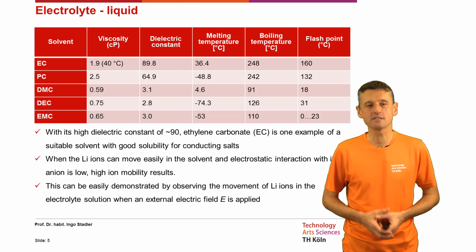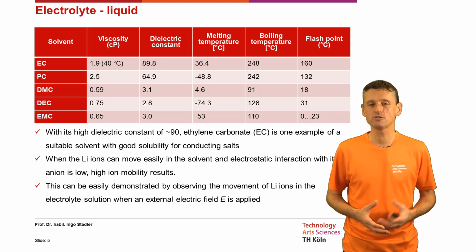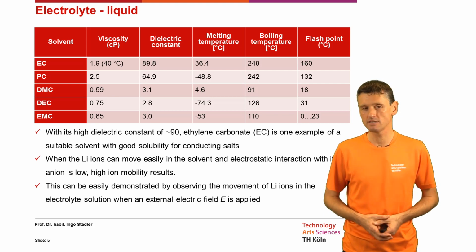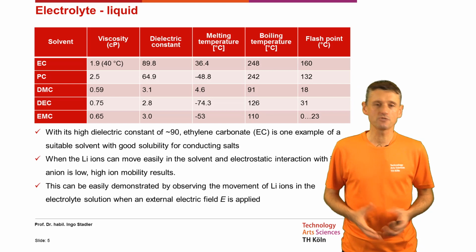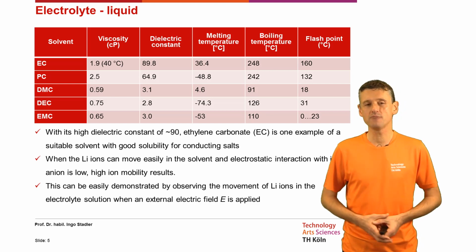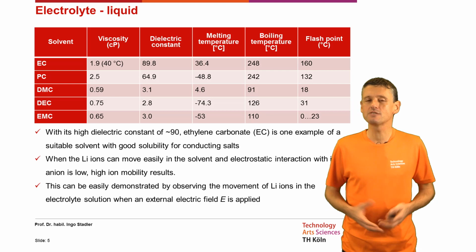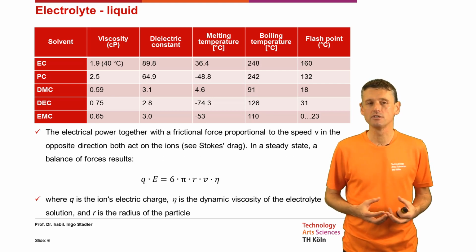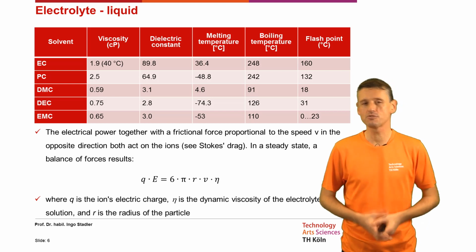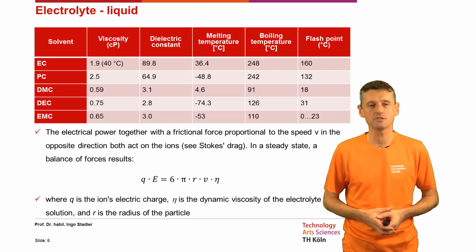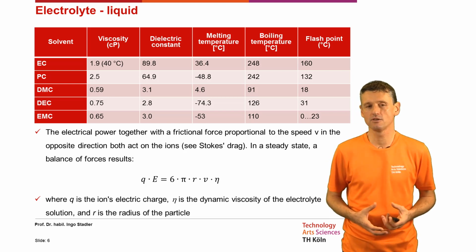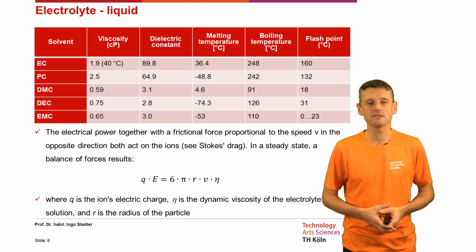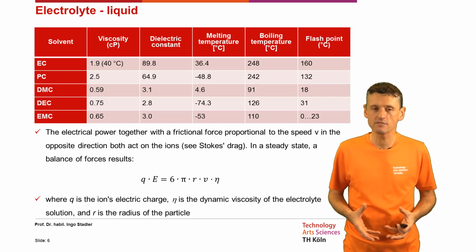When the lithium ions can move easily in the solvent and electrostatic interaction with its anion is low, high ion mobility results. This can be easily demonstrated by observing the movement of lithium ions in the electrolyte solution when an external electrical field E is applied. The electrical force, together with a frictional force proportional to the speed v in the opposite direction, both act on the ions, as you can also see in the Stokes drag. In steady state, a balance of the forces results that we see in this equation.